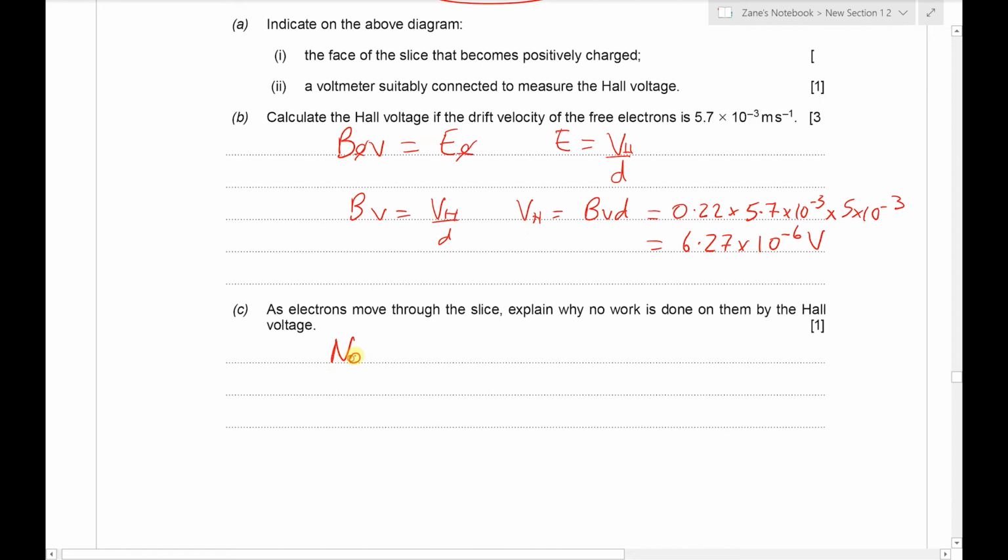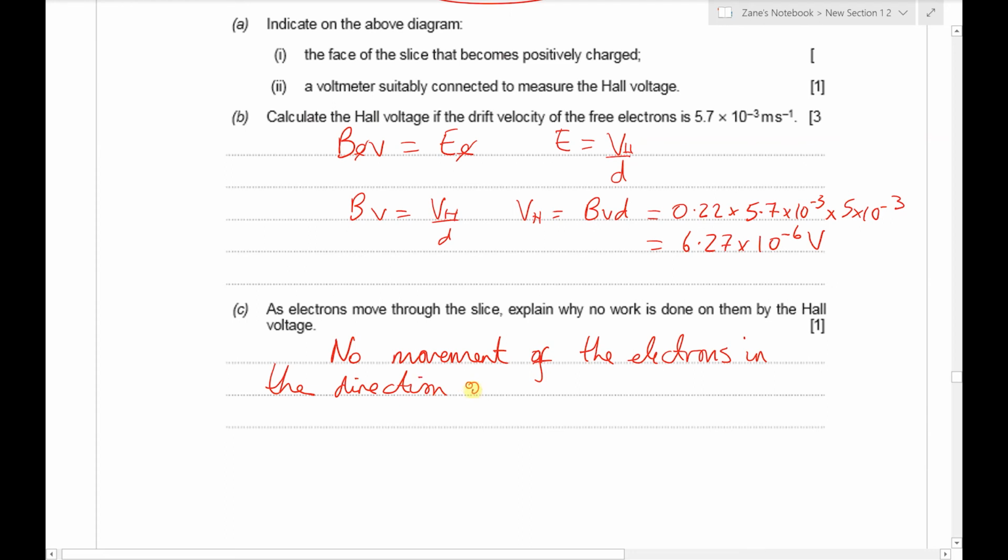So we're just going to say here that there is no movement of the electrons in the direction of the electric field. And the direction of the electric field is basically the same as the Hall voltage.